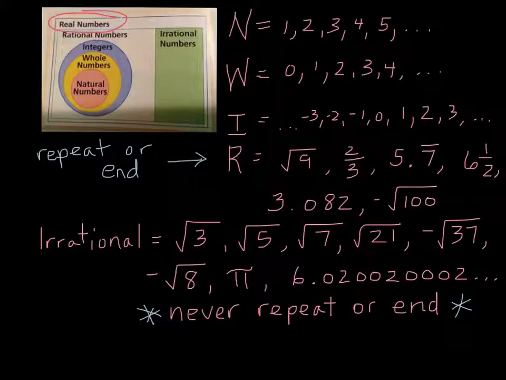Okay, so natural numbers would be the numbers like 1, 2, 3, 4, 5. Whole numbers are 0, 1, 2, 3, 4. Integers would be ... -3, -2, -1, 0, 1, 2, 3. And of course the rational numbers we've already talked about, and the irrational numbers.